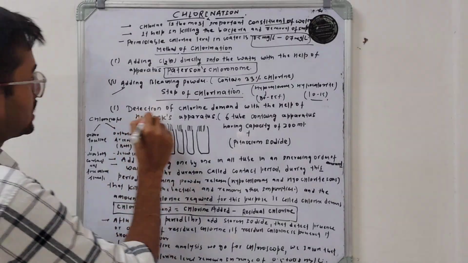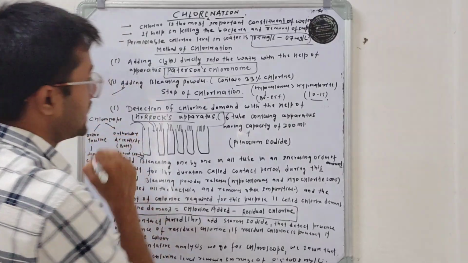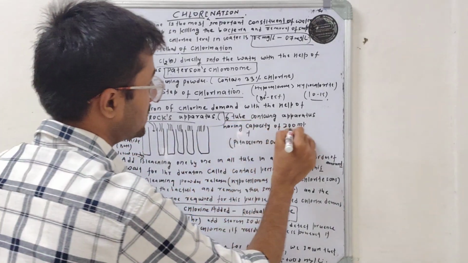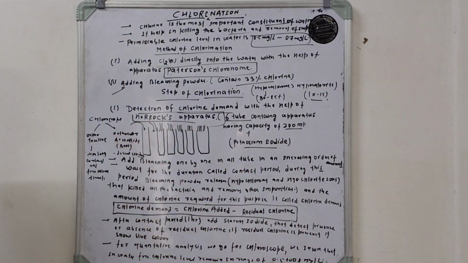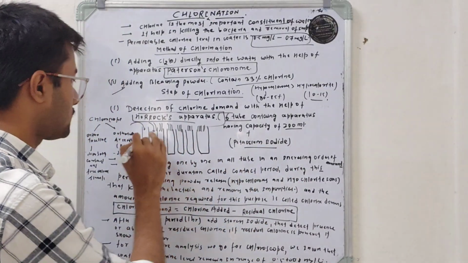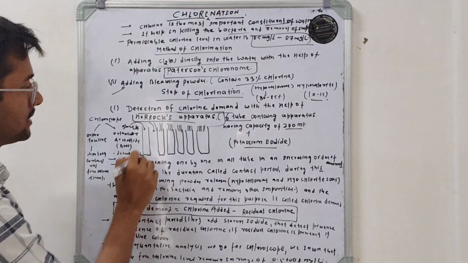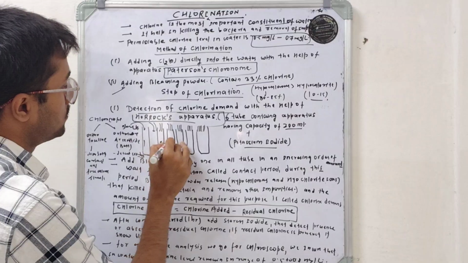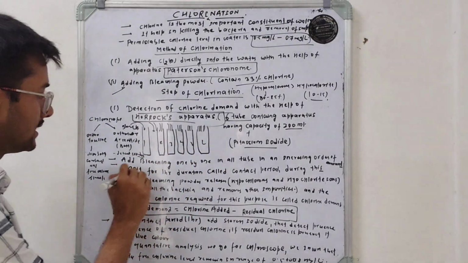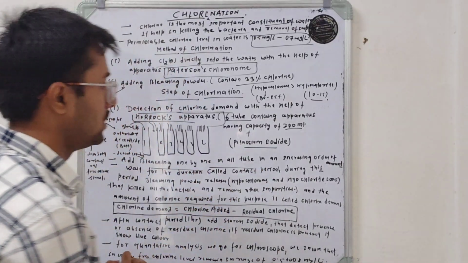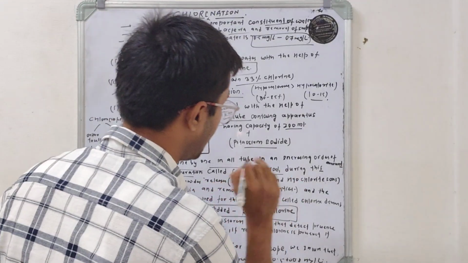Steps of chlorination: detection of the chlorine demand with the help of apparatus called Horrock's apparatus. Six tubes of 200 ml capacity with potassium iodide. We add bleaching powder in increasing concentration. First we add 1 spoon, then 2 spoons, 3, 4, 5, 6, like that. The same things are written here. Add bleaching powder one by one in all tubes in increasing order. Wait for 1 hour contact period.